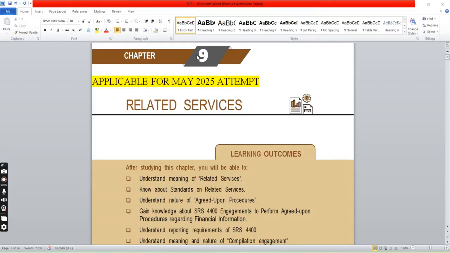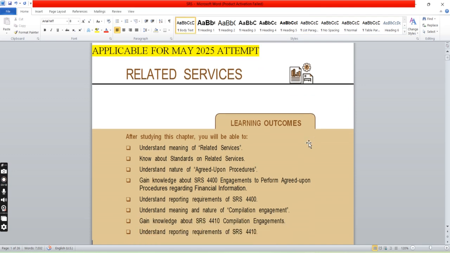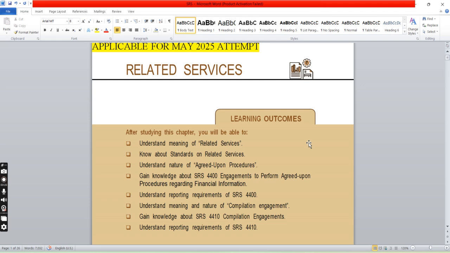Today we are reading chapter number 9 of CA Final Audit, that is nothing but the related services. So, what is related services all about? What will be the learning outcomes? After studying this chapter, we all will be able to understand the meaning of related service. We will know what the standards on related service actually are.